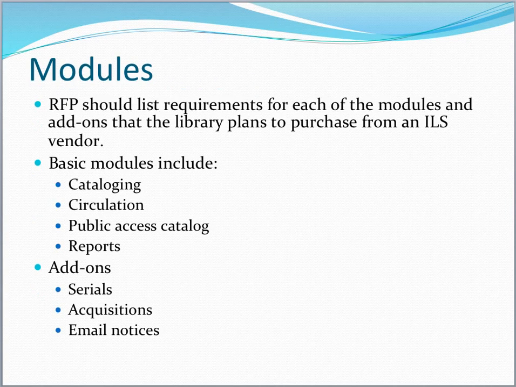Modules. The RFP should list the requirements for each of the modules and add-ons that the library plans to purchase from an ILS vendor. Basic modules, and these are the basic modules: we have cataloging, circulation, public access catalog, the OPAC, and reports. And some add-ons that should, in my opinion, be basic modules too, are the serials, acquisitions, and of course email notice for reserved items, overdue fines, etc.